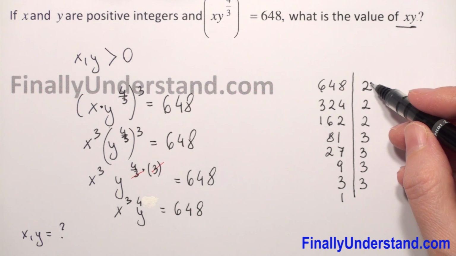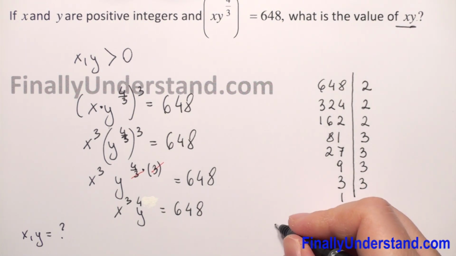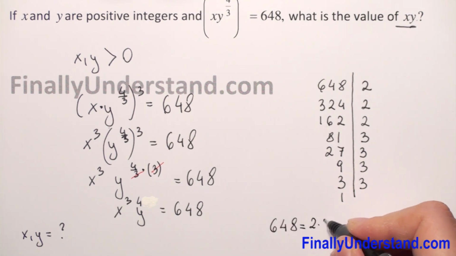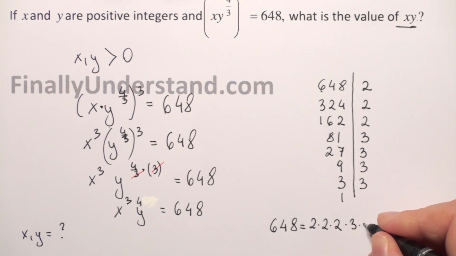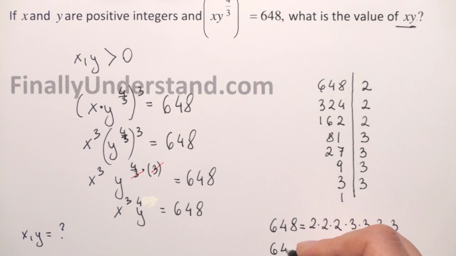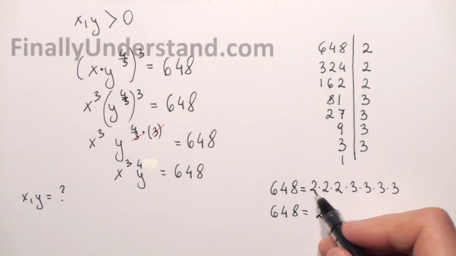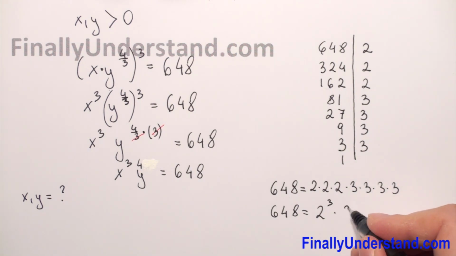Now what we have on the right side? We have 2, 2, 2, 3, 3, 3, 3. So it means that 648 we can rewrite as 2 times 2 times 2 times 3 times 3 times 3 times 3. So 648 is equal to, the base is 2, and how many 2's we have? 1, 2, 3, so the power will be 3, times 3, and we have 1, 2, 3, 4, so we have 3 to the 4th power.